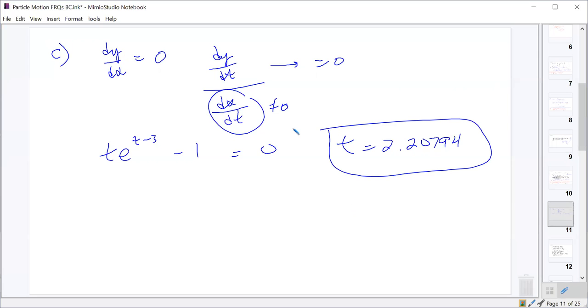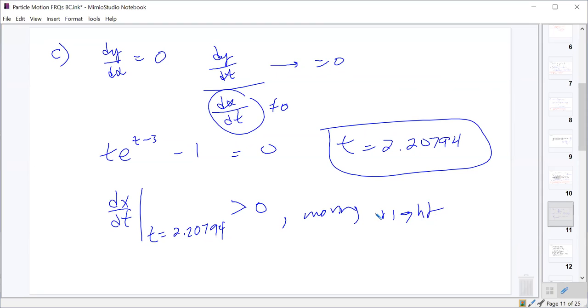So that's that. And then the second part of part C asked us, is the particle moving toward the right or to the left at this point? To figure that out, we just need to figure out if dx/dt, the x component of our particle's motion at t equals 2.20794, is positive or negative. And the value of that is positive. So it's moving to the right. Everybody good with that?